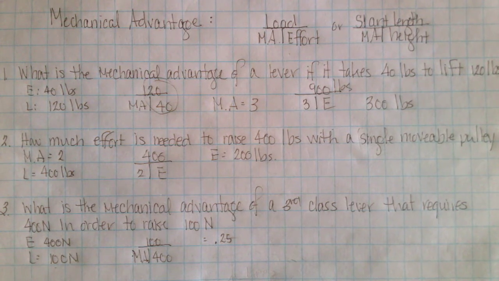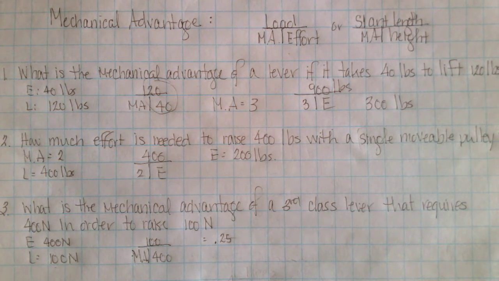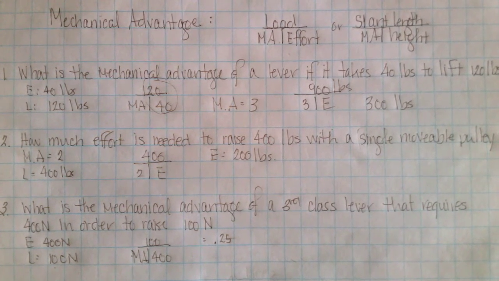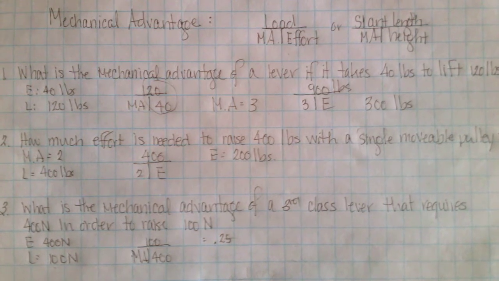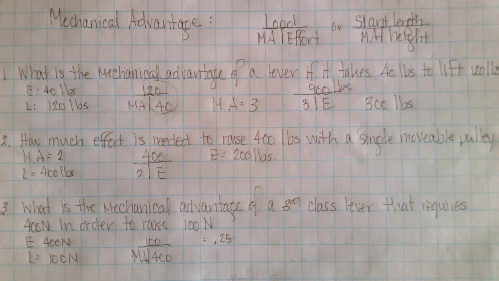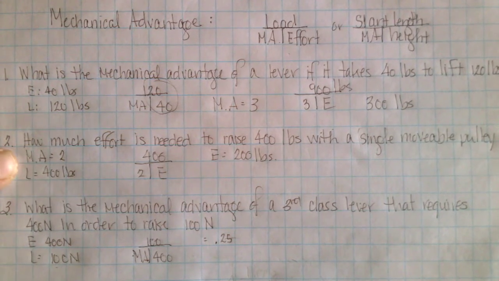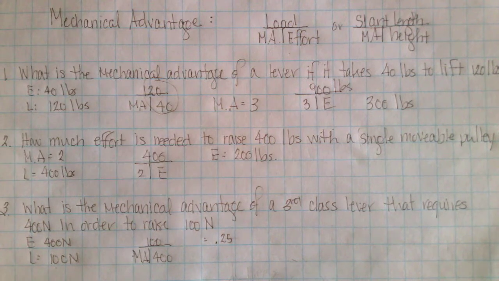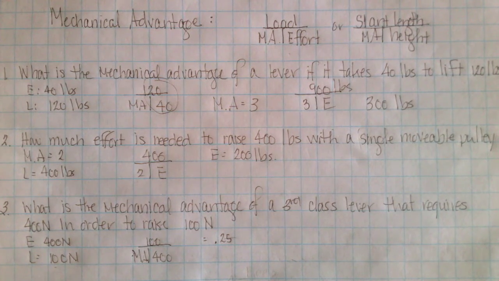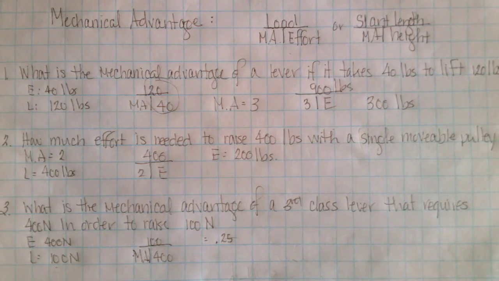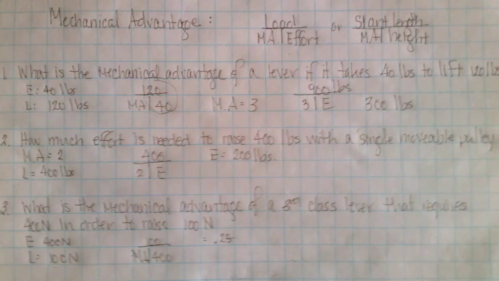All right, now the next one is how much effort is needed to raise 400 pounds with a single movable pulley. I know that a single movable pulley has a mechanical advantage of 2. All single movable pulleys have a mechanical advantage of 2. A single fixed pulley has a mechanical advantage of 1. So if my load is 400 pounds, how much effort do I need? Mechanical advantage is 2 because it is a single movable pulley. My load, or what I'm trying to lift, is 400 pounds, and so that's why they go here. And I'm trying to find out, if I've got my pulley, how much effort do I have to put in?